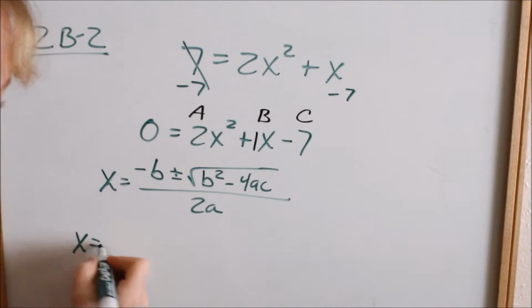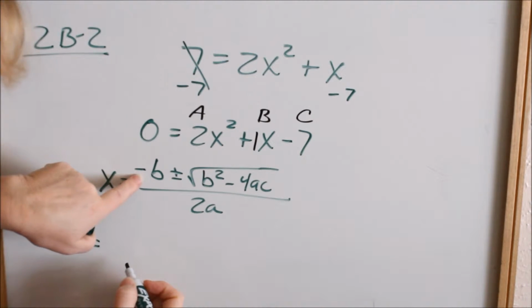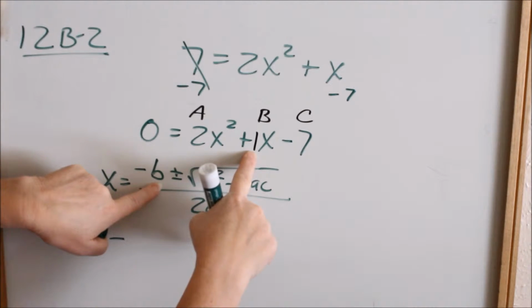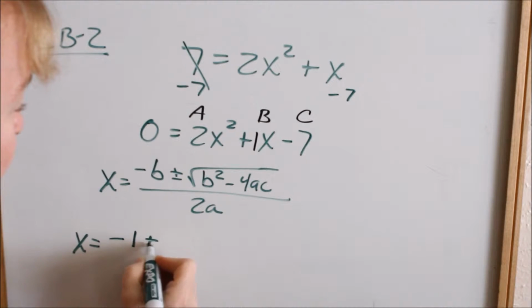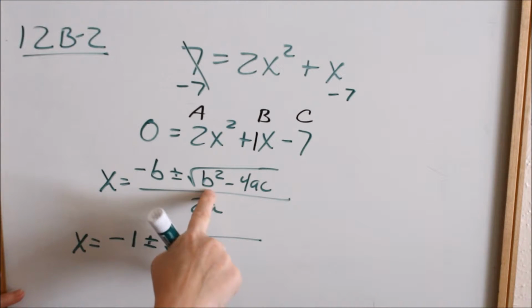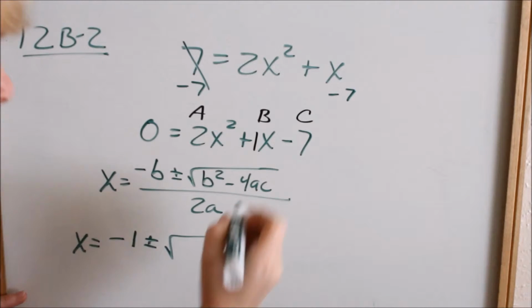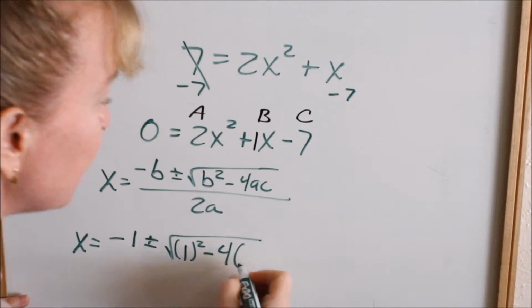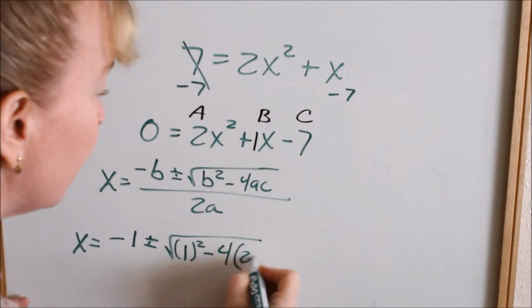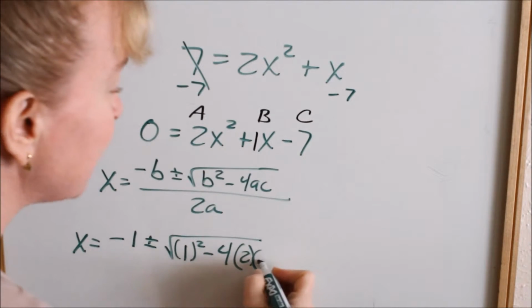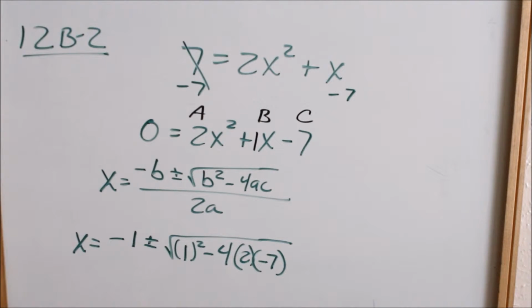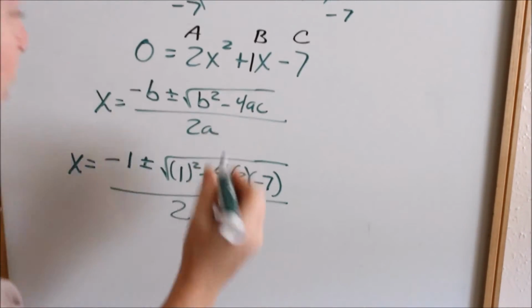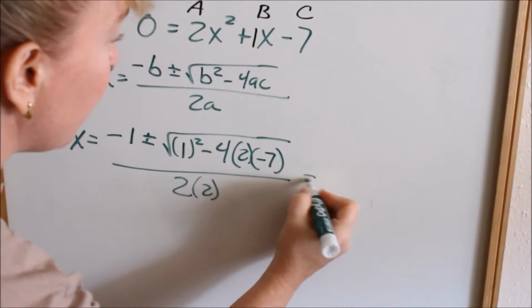So x equals, starting here, negative. The formula has a negative sign, and then b is positive 1, so I'm putting in 1 for b, plus or minus the square root, b squared. b is 1, so that's 1 squared, minus 4 times a is 2, times c. c is negative 7. It's important not to lose your negatives. All over 2 times a, and a is 2. So 2 times 2.